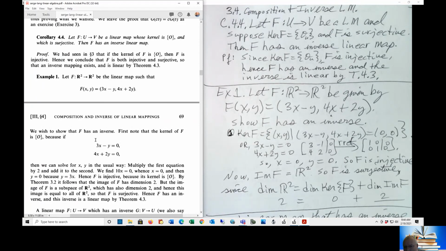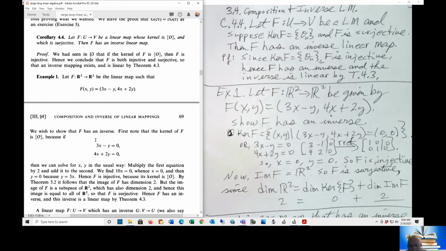Proof is simple. Since the kernel's trivial, we know that F is injective, or one-to-one, and so now what? F is bijective, and hence F has an inverse, and the inverse is linear by theorem 4.3. Remember that a linear mapping has an inverse if and only if it's bijective, one-to-one and onto.